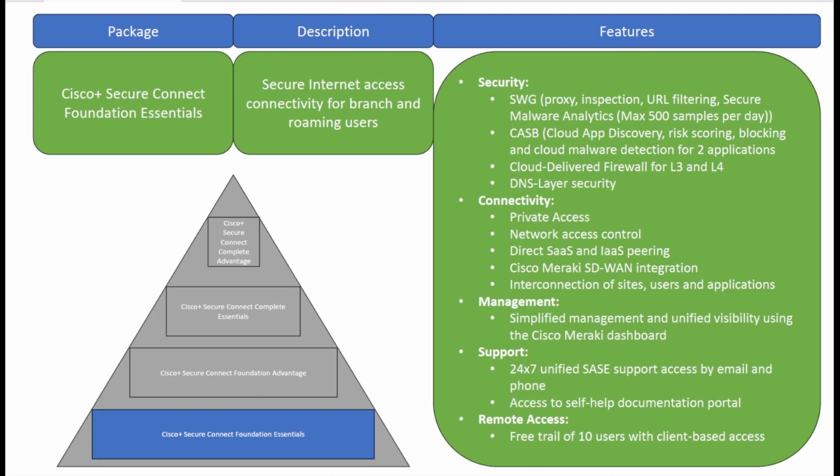So when we look at the packages available for Cisco Secure Connect, we can see a few notable differences between them, and that's why there's different versions. We have 4 different tiers or 4 different packages, if you like, and each one covers different features or includes different features that may be useful for a particular organization looking to make use of those features.